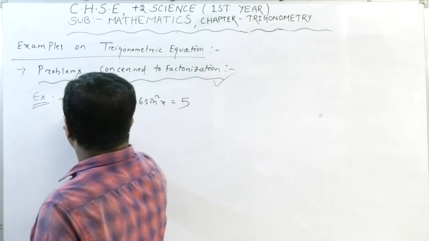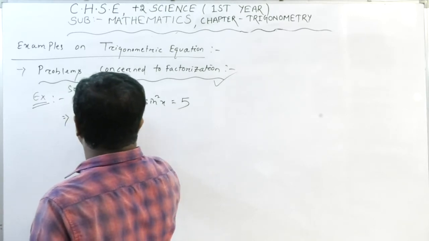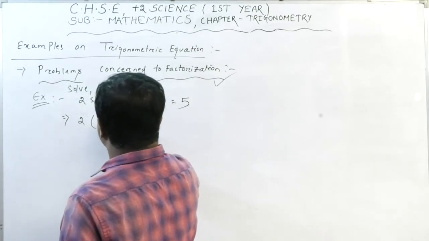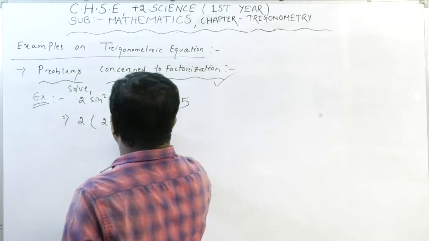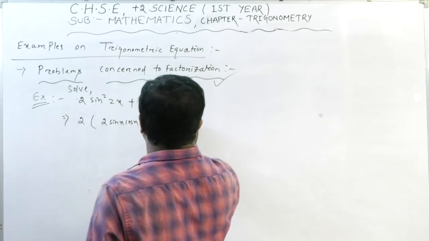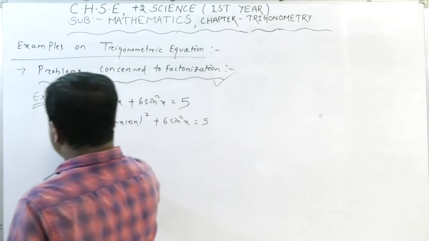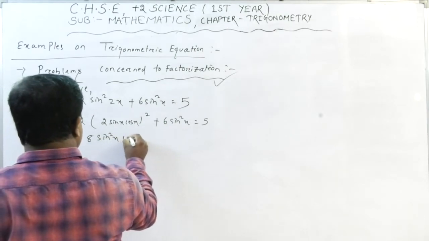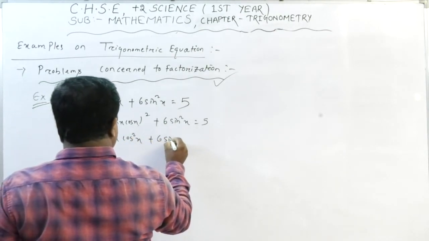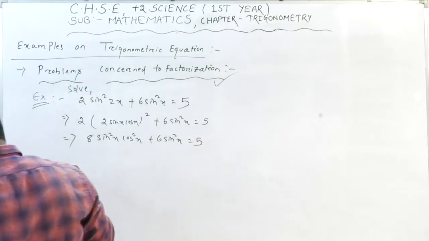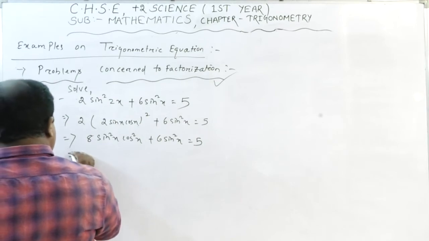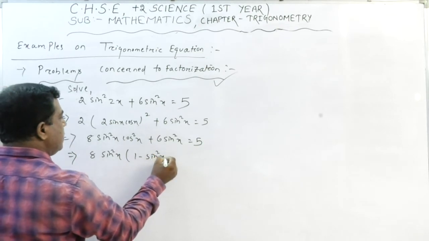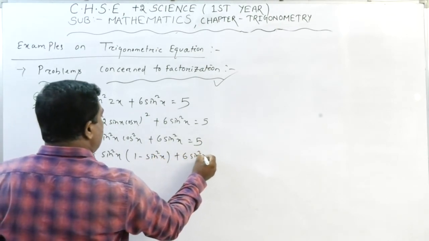So what we can do, we can replace the sin square 2x as sin 2x whole square. So the sin 2x can be written as 2 sin x cos x, plus 6 sin square x equal to 5. So that is finally we obtained as 8 sin square x cos square x plus 6 sin square x equal to 5, or that can be written as 8 sin square x, and the cos square x can be written as 1 minus sin square x, plus 6 sin square x equal to 5.